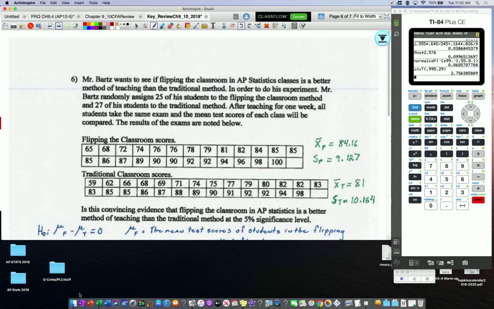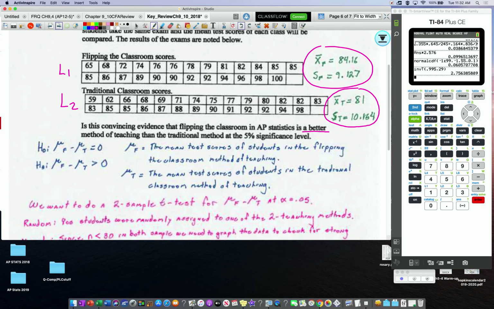Okay? So one of the things I did was I put this in list 1 and list 2 and did one variable statistics on each, so I could get the flipping the classroom data and the traditional data, the mean and standard deviation of test scores. So I want to see, is there statistical evidence that flipping the classroom is better than the regular traditional teaching method at the 5% significance level?